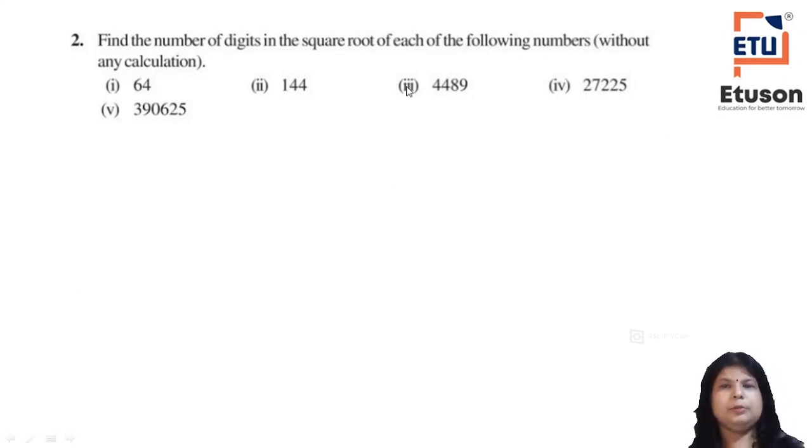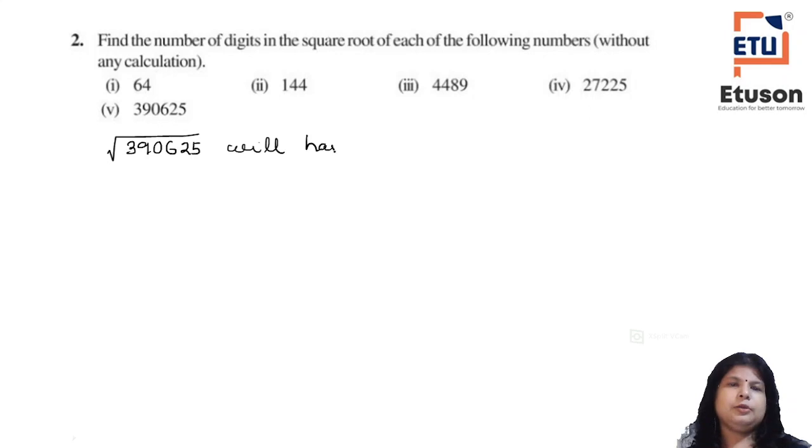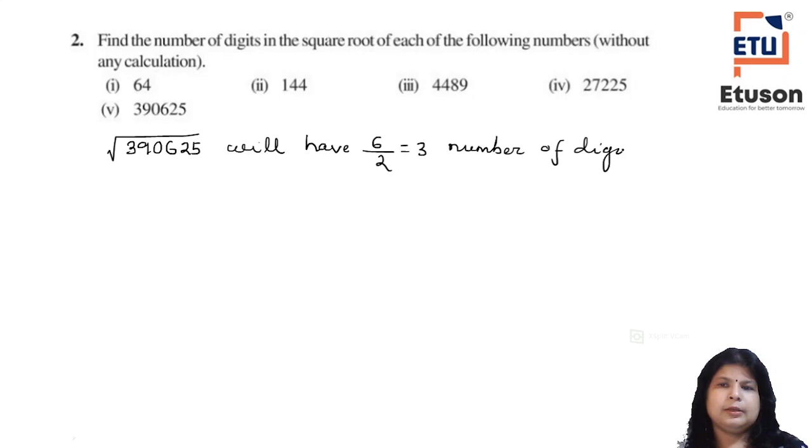Okay. Now bit 5. We have already done bit 1 to bit 4. So bit 5 you have 390625. How many digits are there in this number? There are 6 digits. So the square root of 390625 will have n by 2 digits, that is 6 by 2 equal to 3 digits in the square root. Correct?